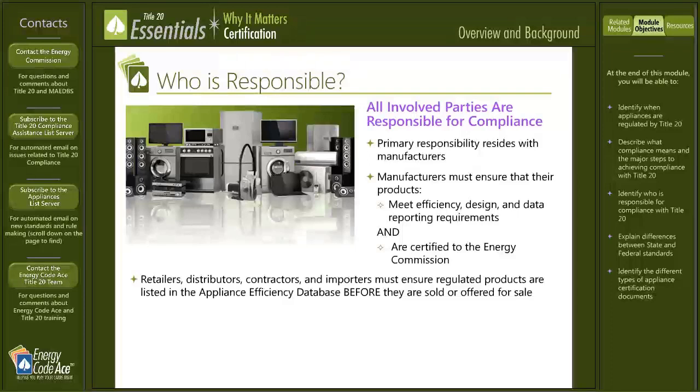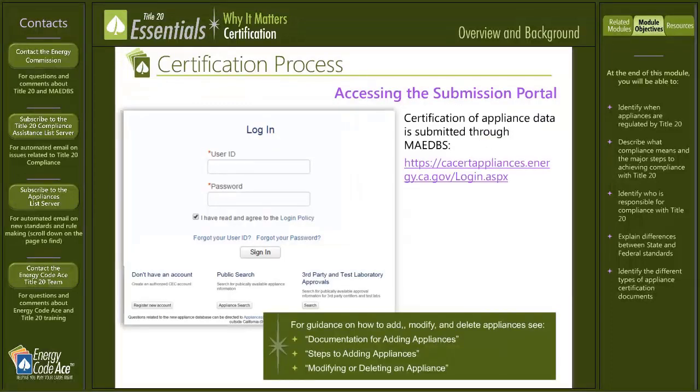However, retailers, distributors, contractors, importers, and online sellers must ensure that regulated products are listed in the Appliance Efficiency Database before they are sold or offered for sale in the state of California.